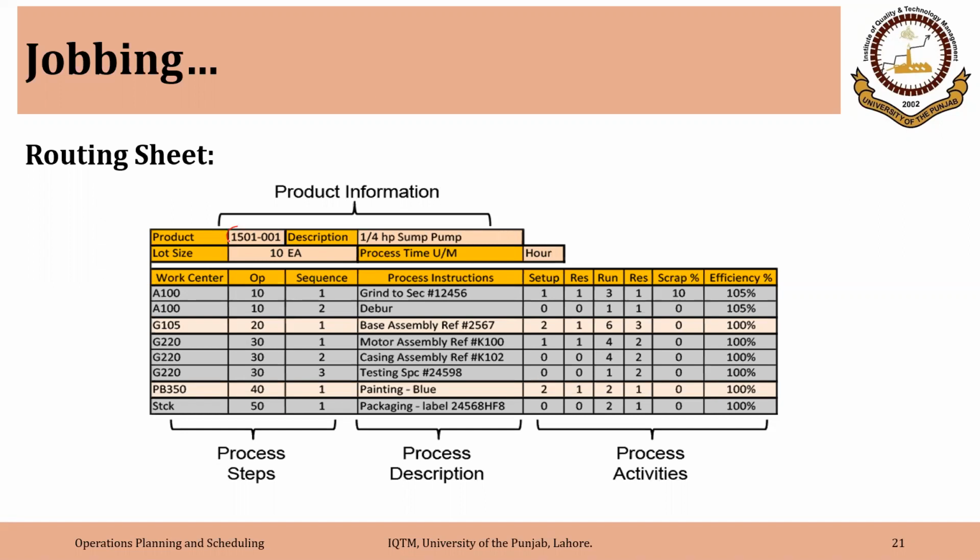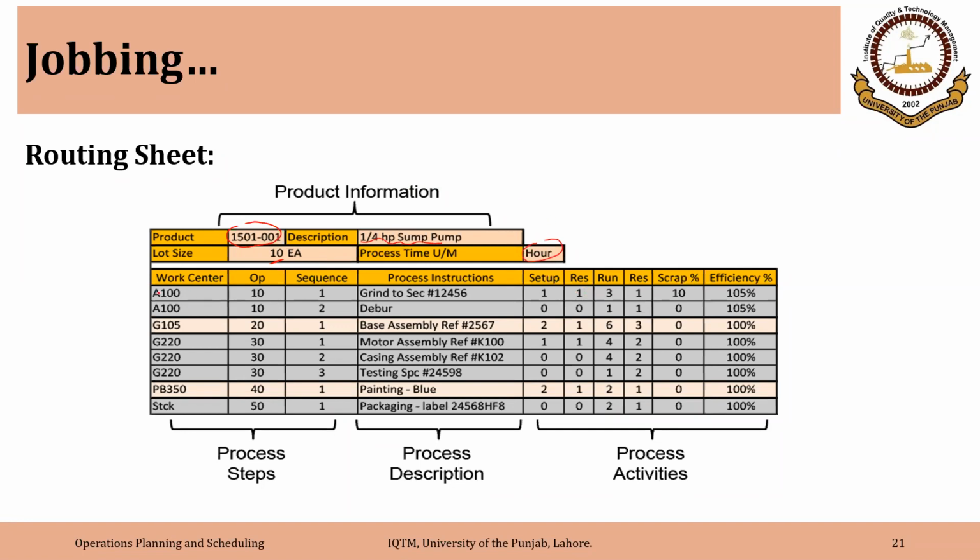So it is 1501-001. So that is the product code. The name of the product is 1/4 horsepower sump pump. The lot size is 10, and the times mentioned in this routing sheet is in hours.